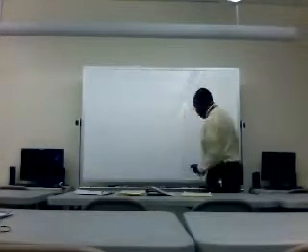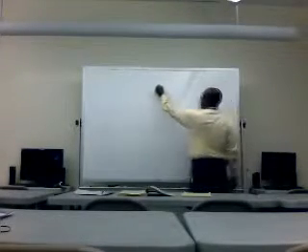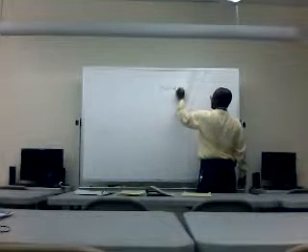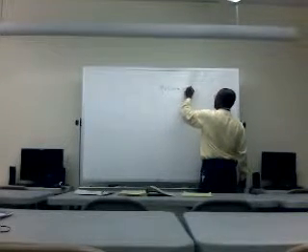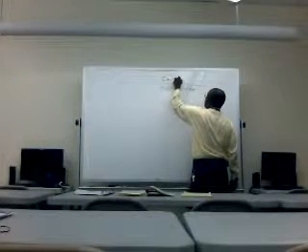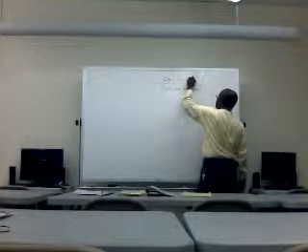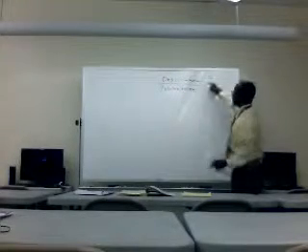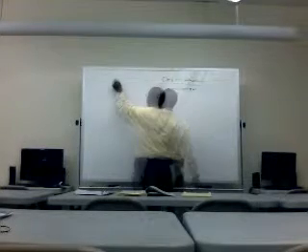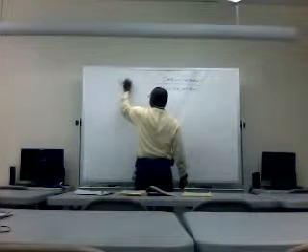Okay, now let's talk about probability. Okay, probability is real simple. We have the possible outcomes and the desired outcomes. So the desired outcomes divided by the possible outcomes, this is probability. Okay, so let's talk about what that means.